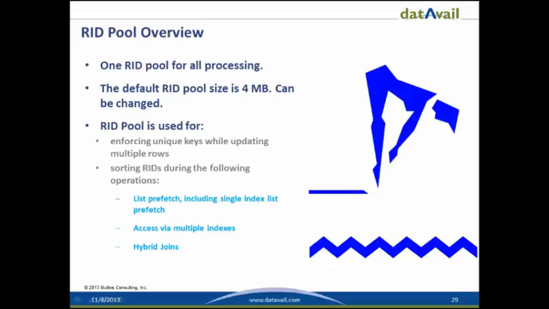Maximum size of the RID pool is 1,000 megabytes, and all concurrent processes share this single RID pool. If you get RID pool failures, because there's not enough space, you will get degradation as DB2 reverts to table space scans for those types of accesses.